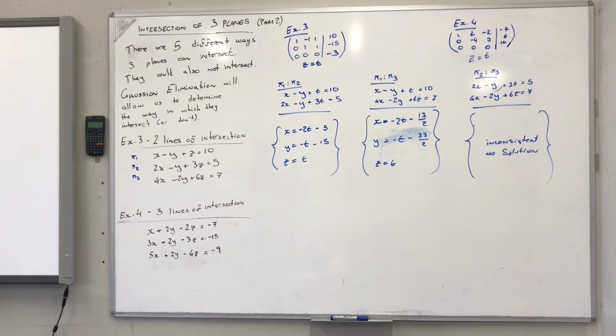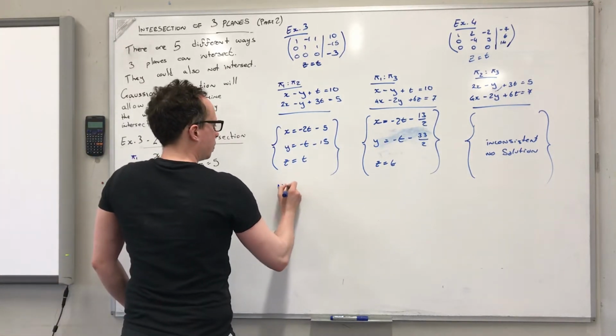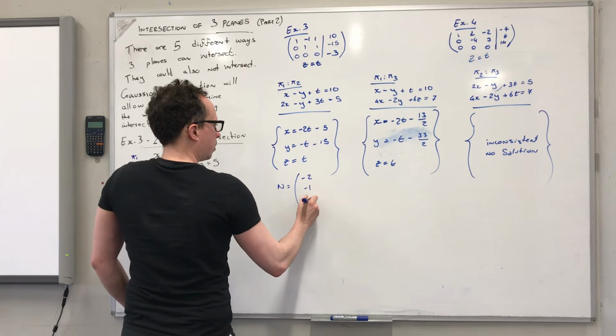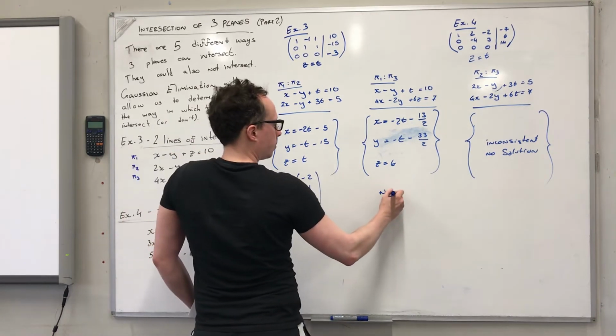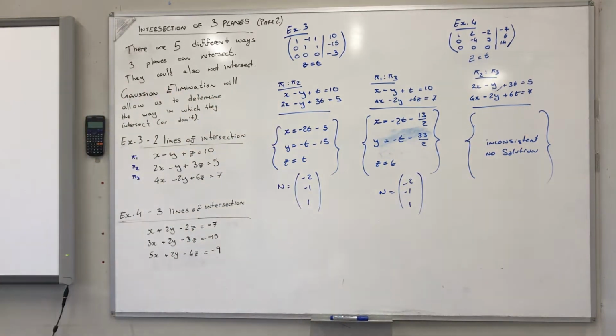But if we look at the normals, and you remember the normals to the plane are the coefficients of the parameter, they are the same, which means that the line of intersection of plane 1 and plane 2 and the line of intersection of plane 1 and plane 3 must be parallel. And so that is the only way in which two lines of intersection can happen with three planes, is that two of the planes are parallel. So it is two parallel planes and then a plane going through both of them.